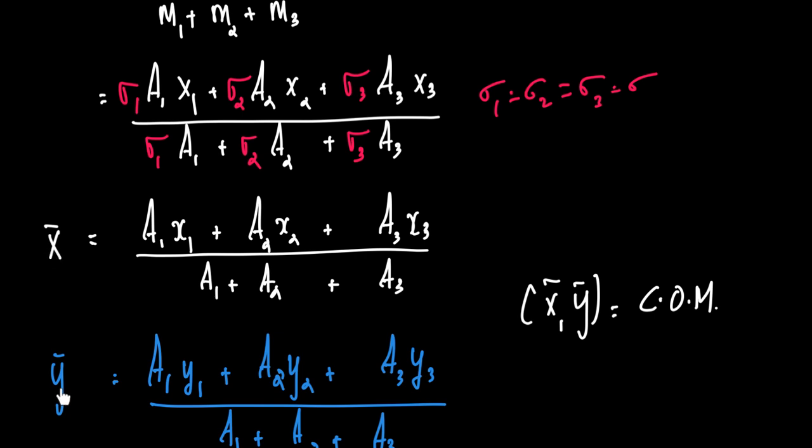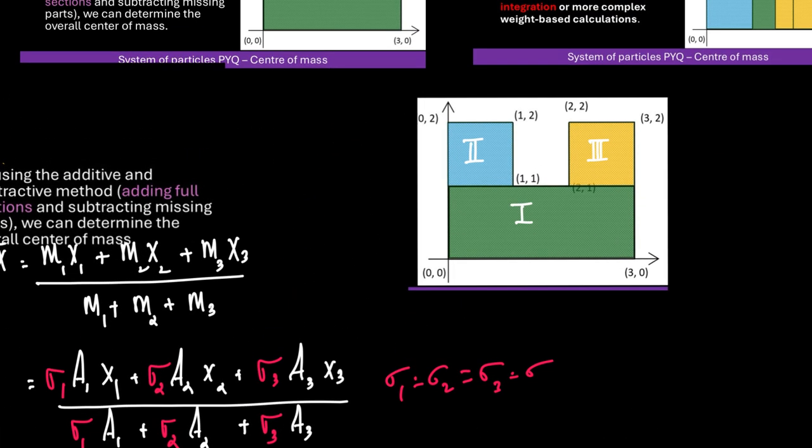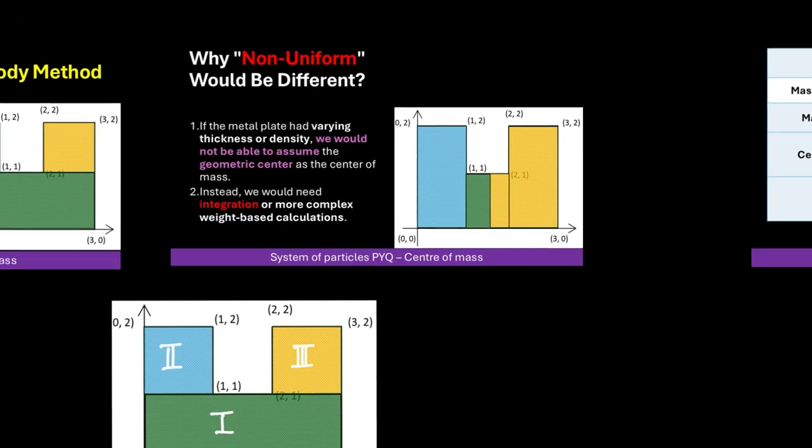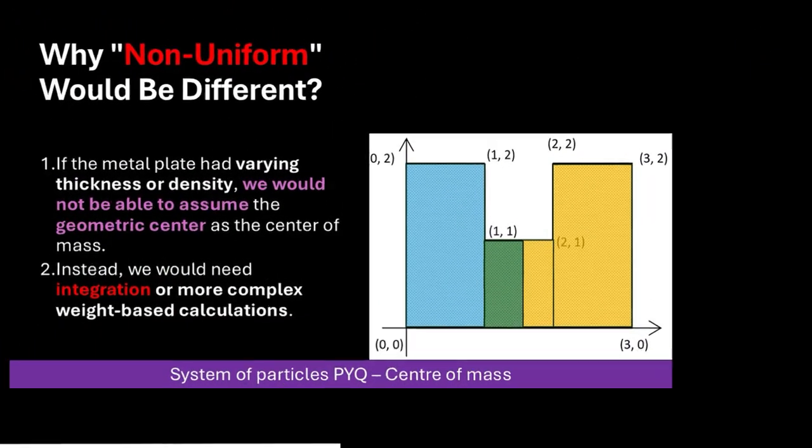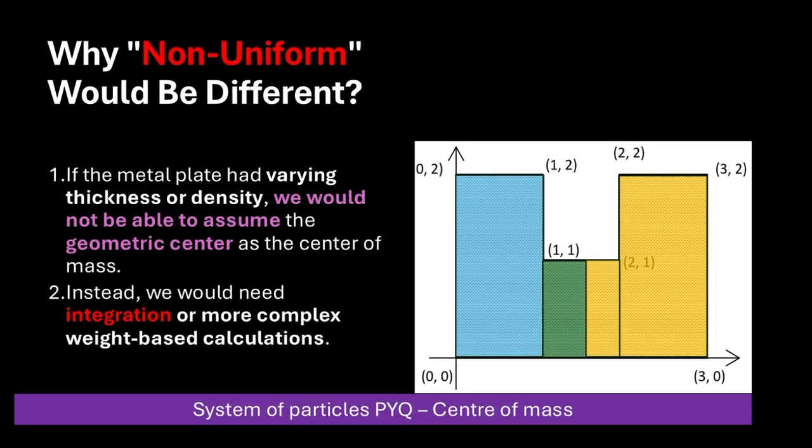And what is x bar and y bar? X bar and y bar determined in this manner will be the coordinates of the center of mass. So that's how we use the composite body method. Now, all of this is clear, but what comes to our mind is what would be different if the question would have said non-uniform?